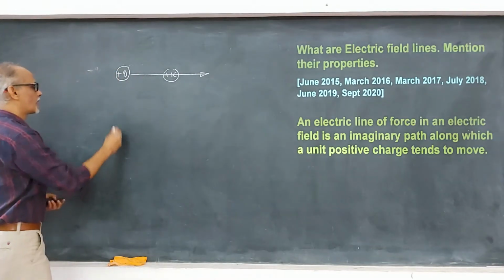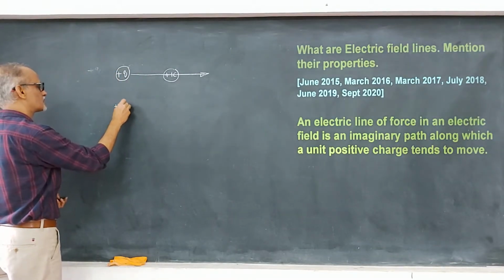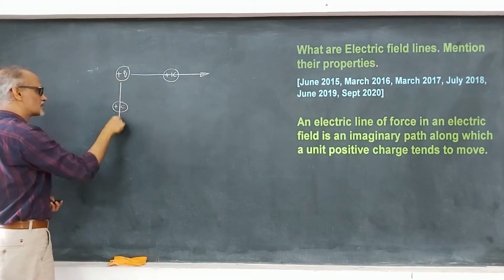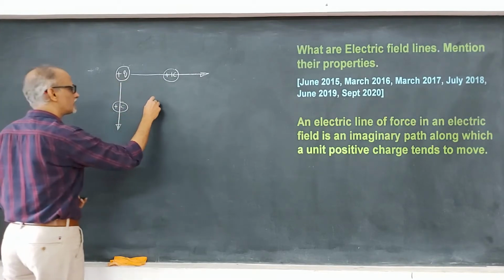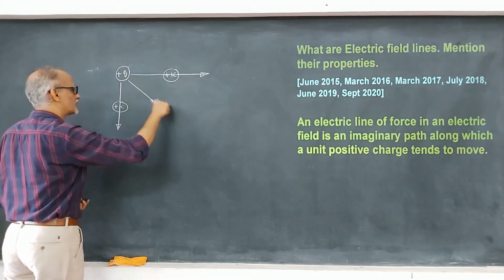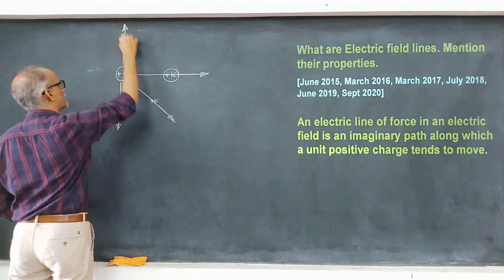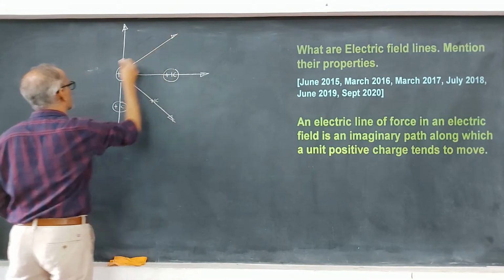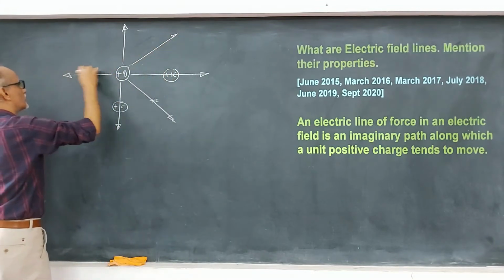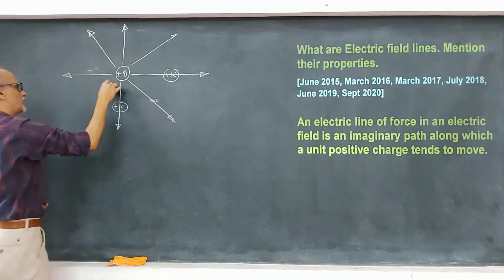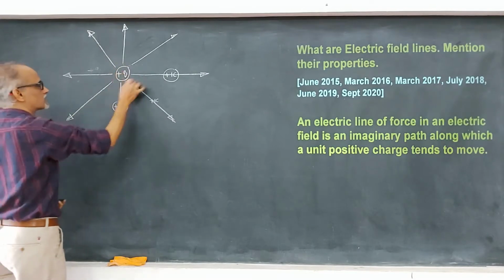tends to move. Suppose if I place a unit positive charge here, it tends to move in this direction. If I place it here, it tends to move in this direction. So, wherever you place it, it tends to move in that particular direction. So, this is how we can draw lines of force around a positive charge.